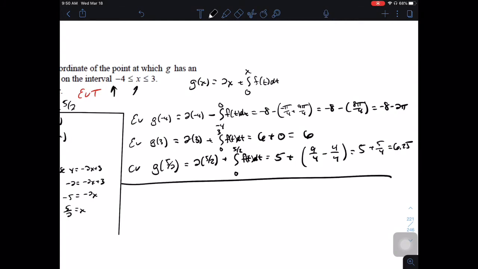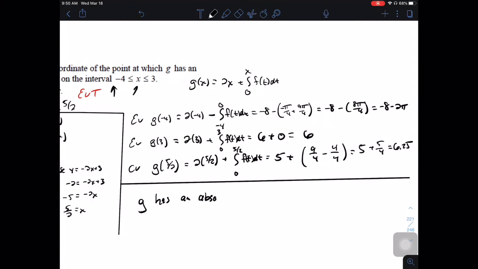So comparing those different numbers, this one's clearly the biggest. So G has an absolute maximum at x equals 5/2.